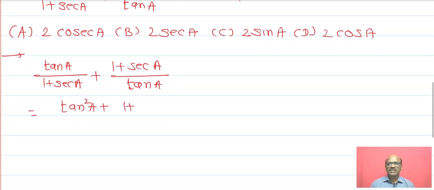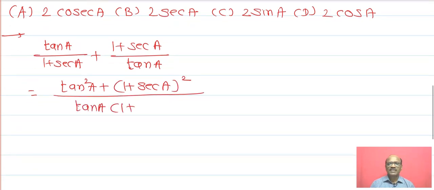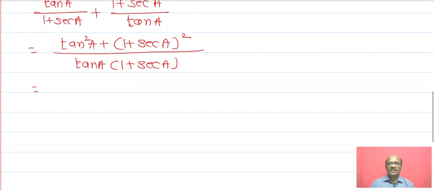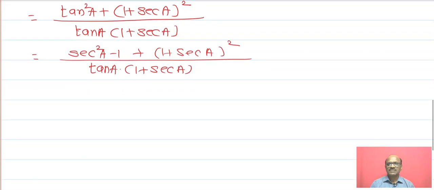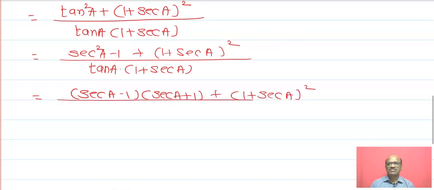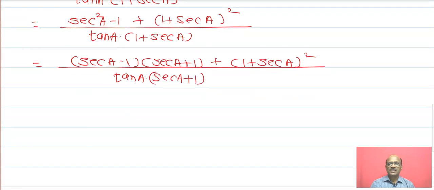Now we will evaluate this: tan square A plus bracket 1 plus sec A square, upon tan A into 1 plus sec A. Now tan square A means sec square A minus 1. Therefore you will get sec A minus 1 into sec A plus 1, plus bracket 1 plus sec A square, upon tan A into bracket 1 plus sec A.